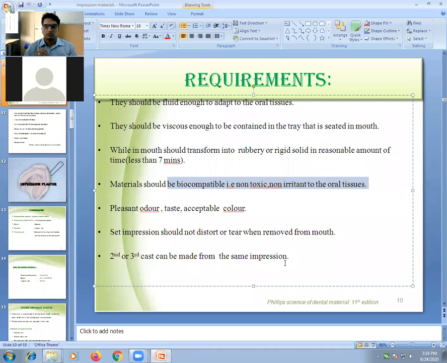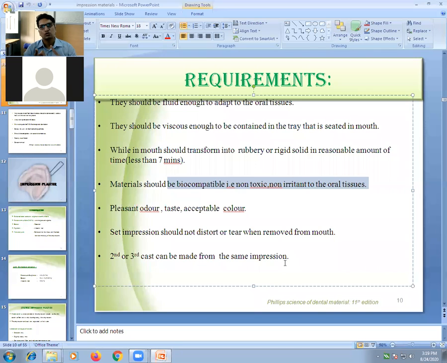Now, I have made the impression. I have poured the cast. If I want to make two more casts, the impression material should have that much strength that I can re-pour it 2 to 3 times. Okay. The requirement is, first, it should be fluid enough. Second, it should be viscous enough to contain in a tray. Third, it should set within 7 minutes from fluid to rubbery or rigid. And fourth, it should be biocompatible.